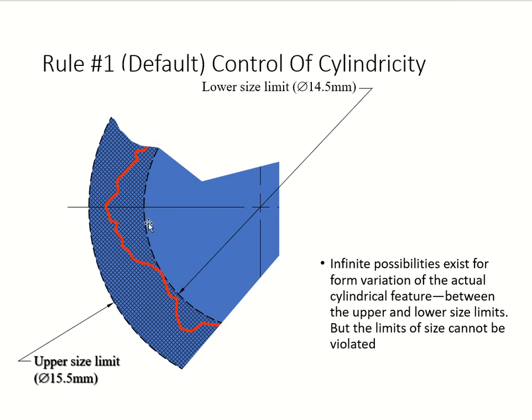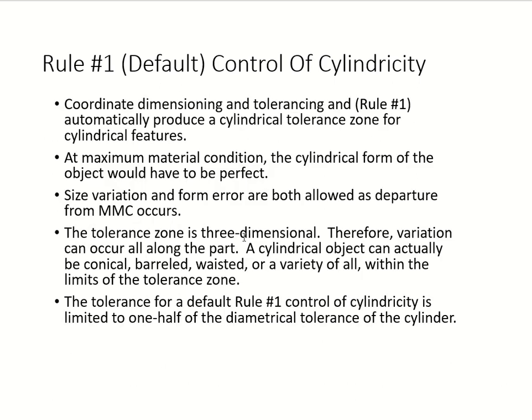As you go down, even if there's a form variation within the size limits right there, you still accept it. Of course, there are many different kinds of form variation in between the two circles for your size limit zone. But again, it can't go outside or inside; it has to stay within that. And you can take many different kinds of variation in there. All right, so rule number 1, coordinate dimension tolerance, we apply rule 1.